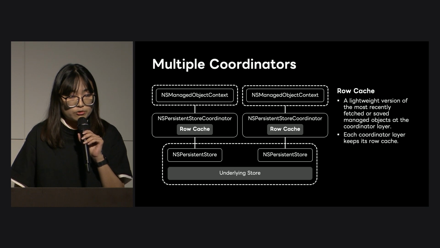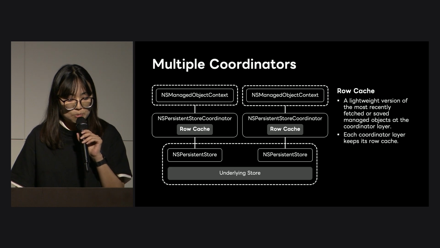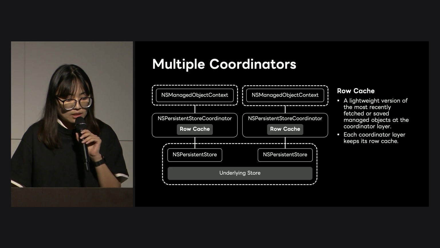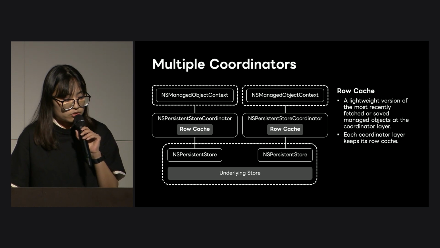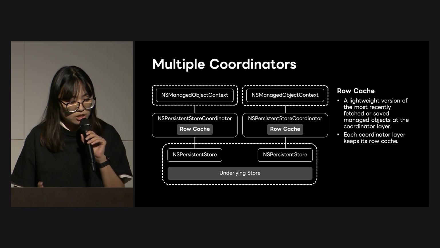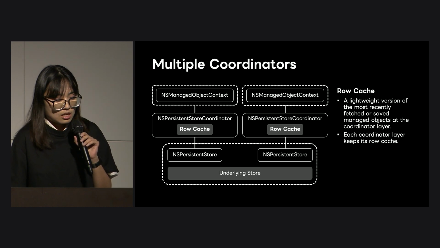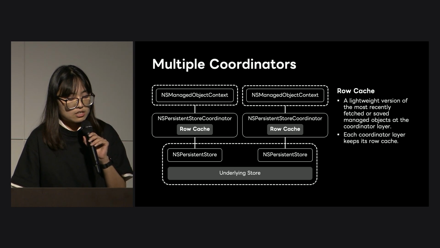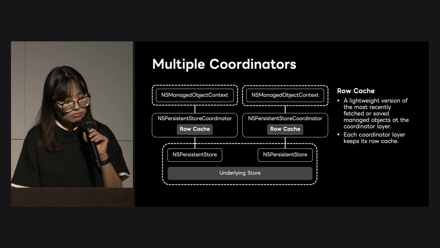Core data is a long-standing framework developed at a time when memory was expensive and devices were much slower. Because of this, caching played an important role in how core data managed resources efficiently. The row cache keeps a lightweight version of the most recently fetched or saved objects at the coordinator layer, so each coordinator maintains its own row cache.